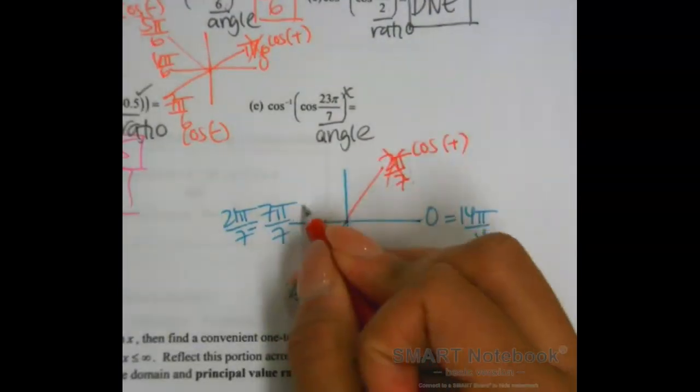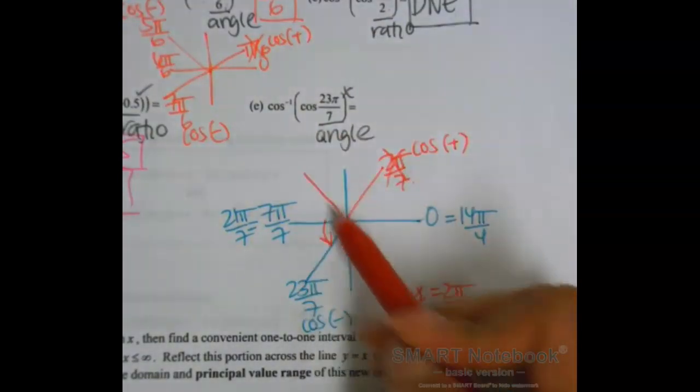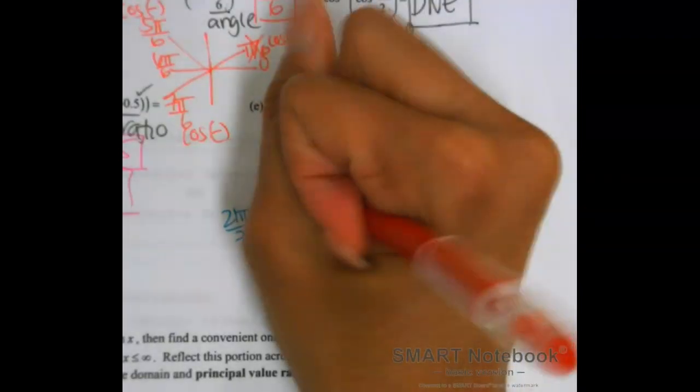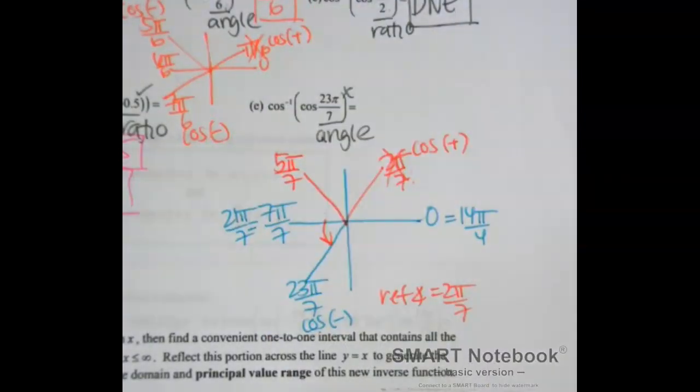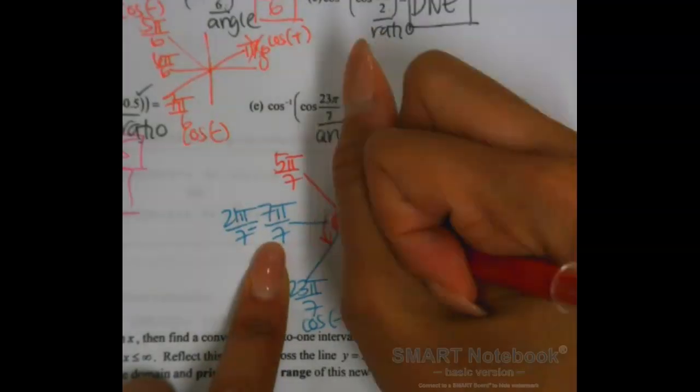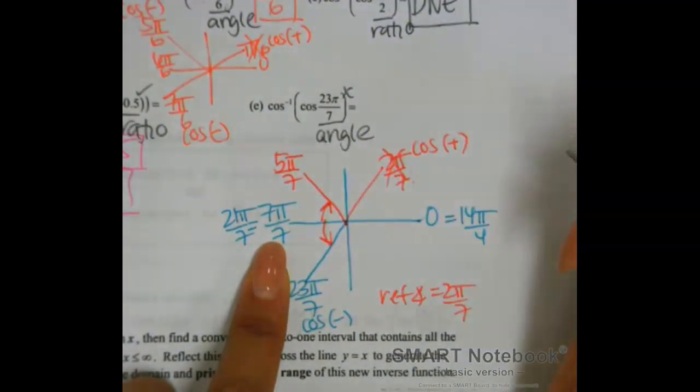Let's go into quadrant 2. If I was to look at 2 pi over 7, I want to find an angle that's similar to that in quadrant 2. What would our angle measure be if it's in quadrant 2? How'd you get 5 pi over 7? Just subtract 2 pi over 7, guys, from 7 pi over 7. It's in the same location, so this distance should be the exact same.